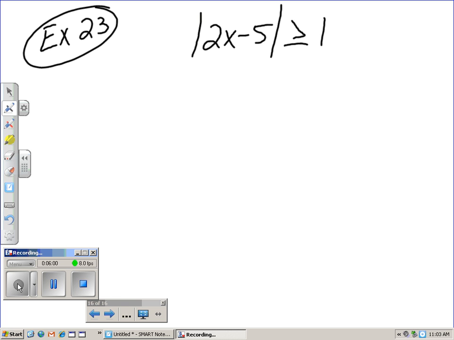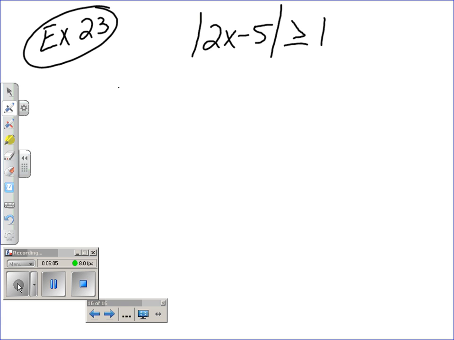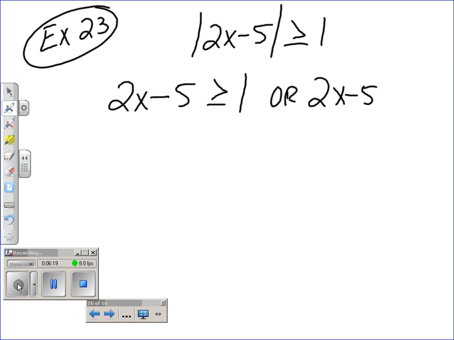All right, an example for number 23. Absolute value of 2x minus 5 is greater than or equal to 1. Situation 1. What's in the brackets is greater than or equal to 1, just as it's written. I'm going to use the word or just to separate them. Or what's in the brackets. Now remember, we have to do the opposite of this and the opposite of that. So the opposite of greater than or equal to is less than or equal to. And the opposite of 1 is negative 1. Remember, you have to do the opposites of that part of the equation.